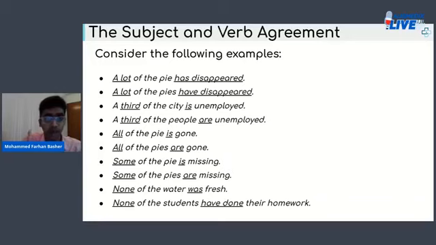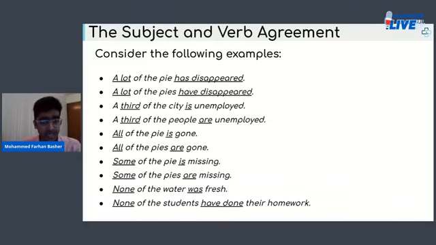Now you're not talking about one pie, but rather many pies, which is why the verb is also plural, right? A lot of the pies have disappeared, meaning much of the pies have already been eaten. So here the verb is not singular, but plural. But in the first example, the verb is singular because we were talking about a single pie, okay? So a lot of the pie has disappeared, a lot of the pies have disappeared.